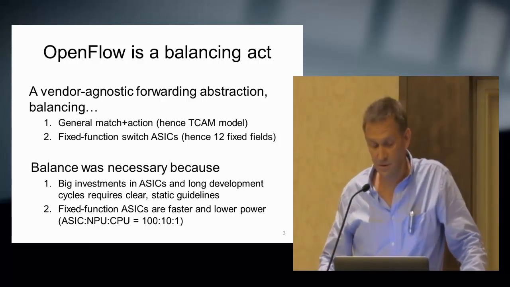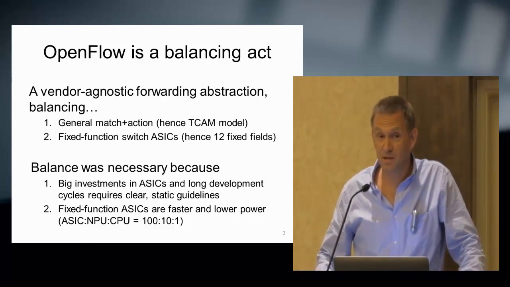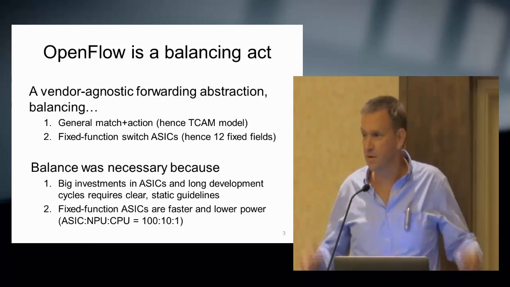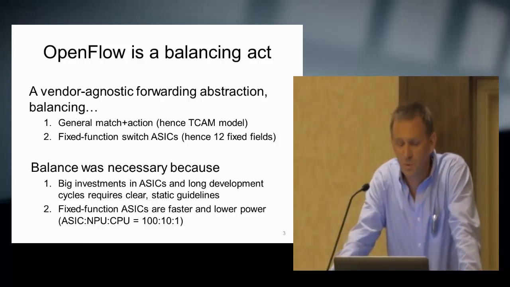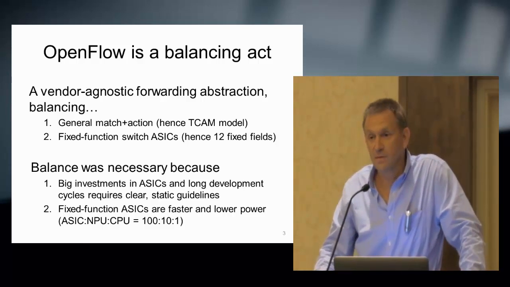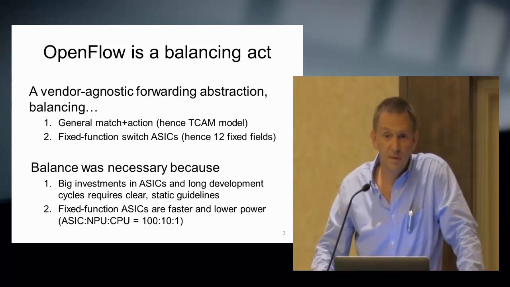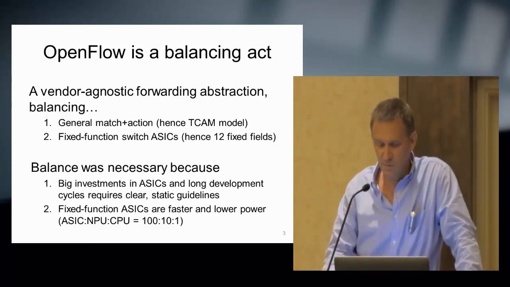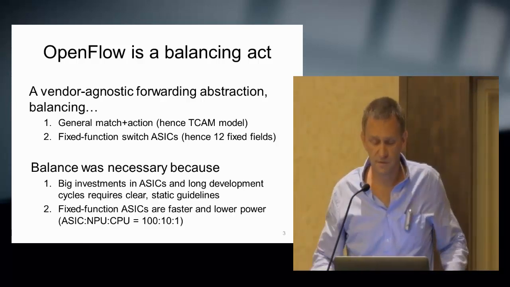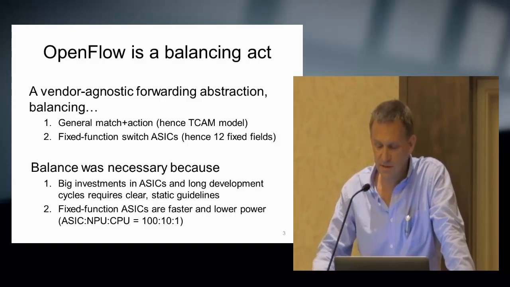And the second thing is that fixed function ASICs are just blazingly fast. I've been tracking this for about 20 years. There seems to be a sort of rule of thumb that the ratio between ASICs, NPUs, and CPUs in terms of processing packets always seems to be about 100 to 10 to 1. We can argue about the details, but it was very important to keep these fixed function devices in mind.